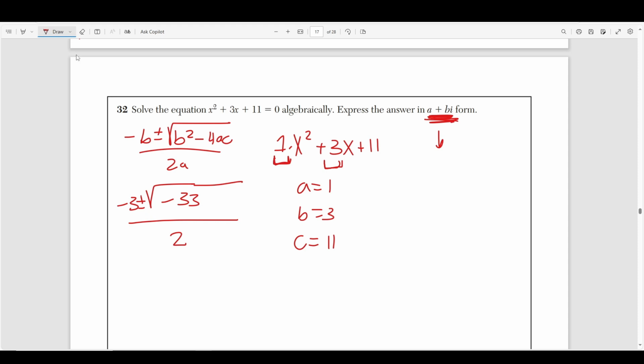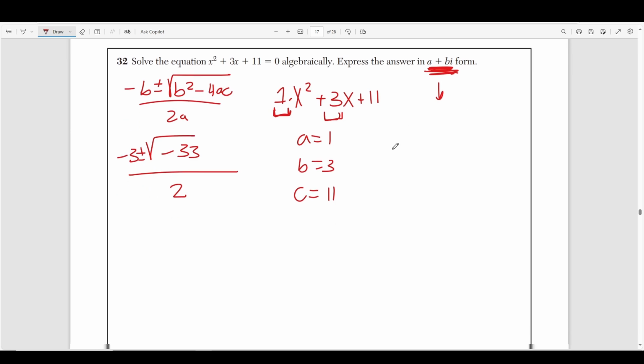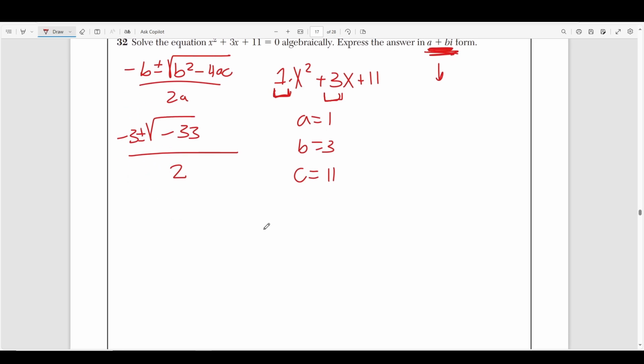Now, negative 33, does that exist? Can I take the square root of a negative number? The answer is no, I can't take the square root of a negative number. So the roots are going to be imaginary. And this is where this a plus bi comes into play. This a plus bi is a way to express imaginary numbers, right? So in this case, it would be mathematically incorrect to write a negative inside of a radical sign. So people developed this new way to express that notation using imaginary numbers, right?